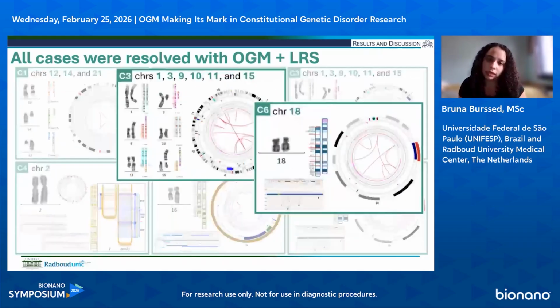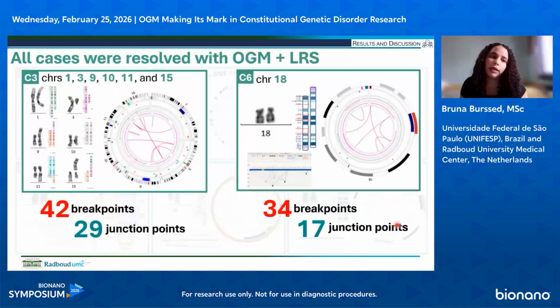Two other interesting cases on the other end are case 3 and case 6, which present the most breaks and junctions. Case 3 is a rearrangement involving 6 chromosomes that presented 42 breakpoints and 29 junction points. And case 6 is a rearrangement involving a single chromosome that presents 34 breakpoints and 17 junction points. So the number of involved chromosomes does not correlate to the complexity of the rearrangement, as a single chromosome can present many breaks and junctions.